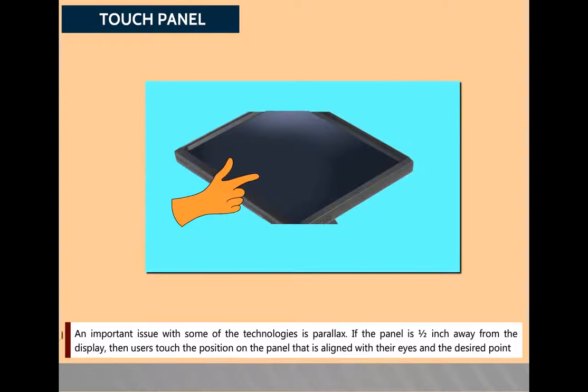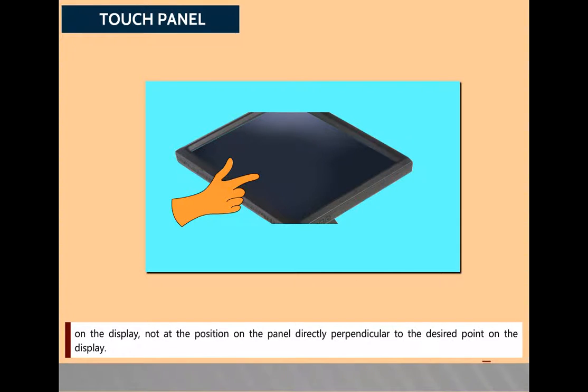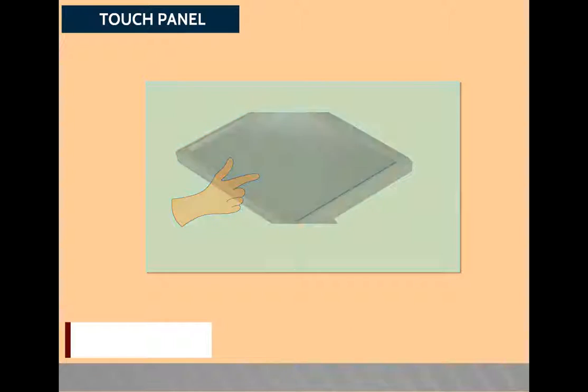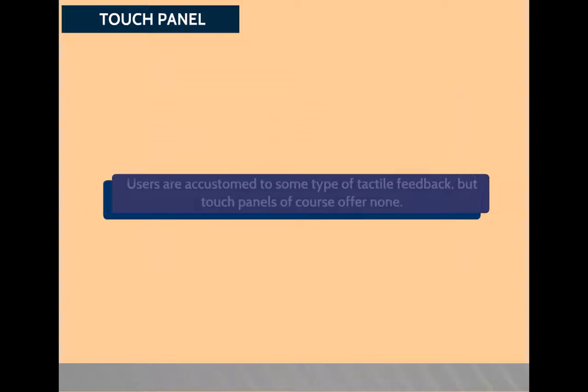An important issue with some of the technologies is parallax. If the panel is half an inch away from the display, then users touch the position on the panel that is aligned with their eyes and the desired point on the display, not at the position on the panel directly perpendicular to the desired point on the display. Users are accustomed to some type of tactile feedback, but touch panels of course offer none.